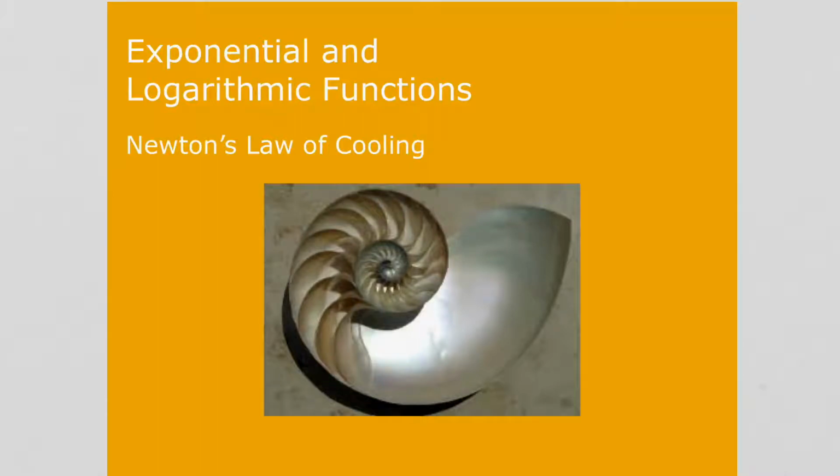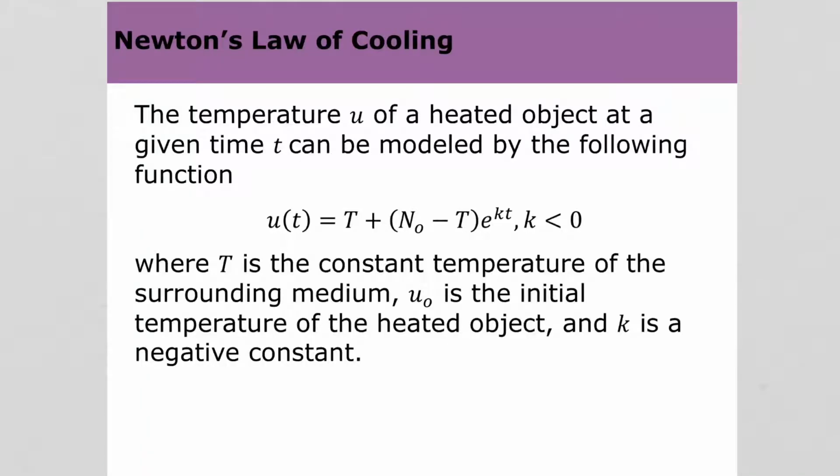This video is just a quick example on Newton's law of cooling. So Newton's law of cooling looks like this. U of t is equal to capital T plus capital N naught minus capital T times e to the kt. Now in this case, U is the temperature of the heated object at whatever time in the future or currently.